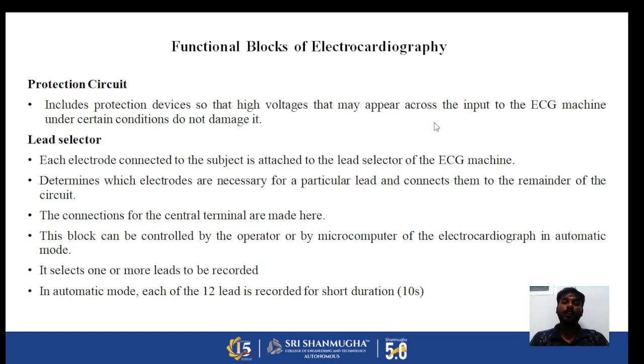Functional blocks of electrocardiography. The protection circuit includes protection devices so that the high voltage that may appear across the input to the ECG machine under certain conditions does not damage it.